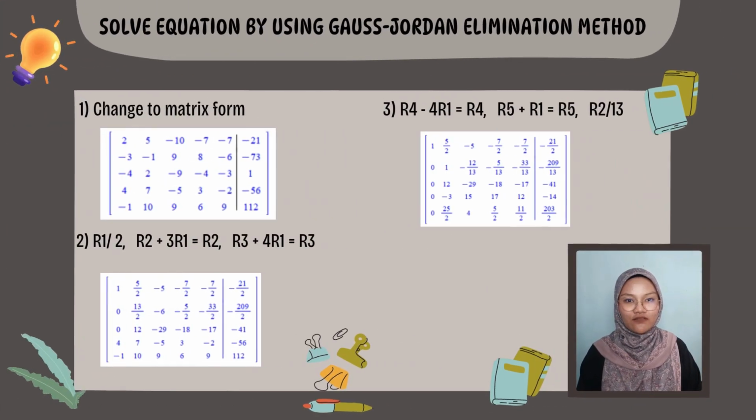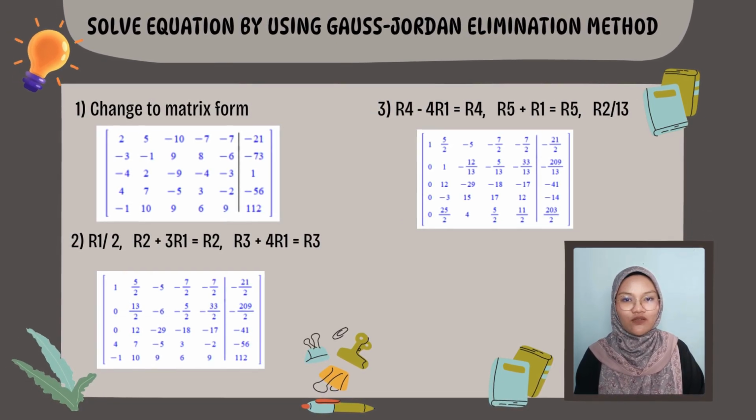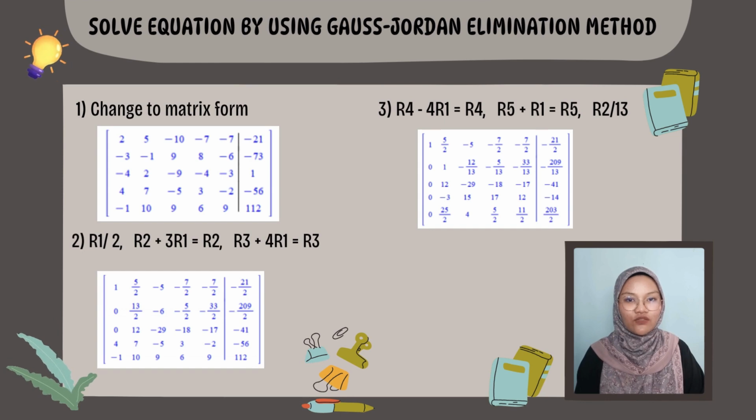Second, using the Gauss-Jordan elimination method. First, we have to do the same as the Gaussian method, which is to change it into matrix form. Second step, row 1 divide by 2. For row 2 plus row 1 multiply by 3. For row 3 plus row 1 multiply by 4.